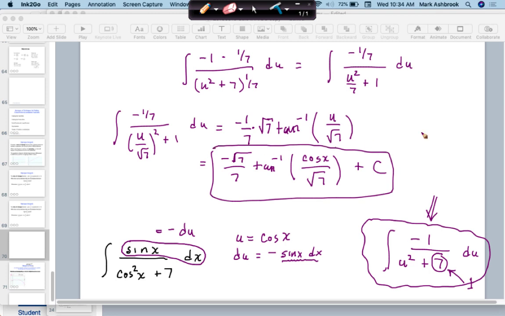How do you get from u squared plus 7 to u over radical 7 squared? Because they're equal. Great, why? Because I need it to look like something over something squared plus 1. That's the arctangent. Is this still equal?